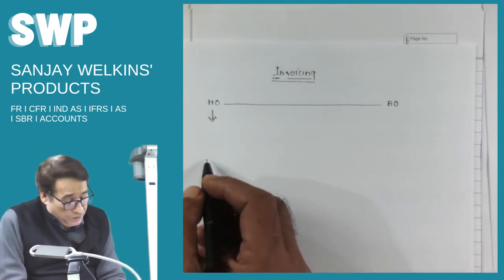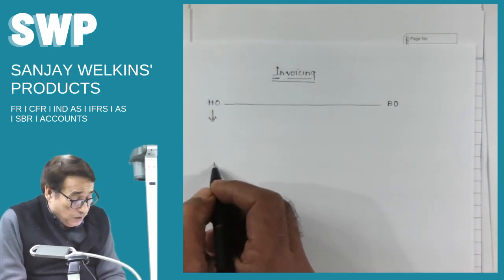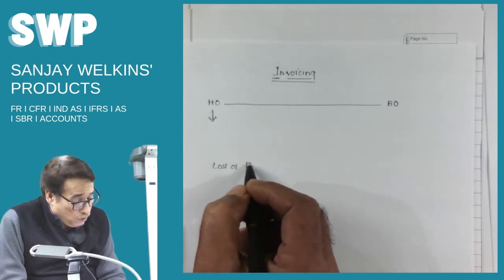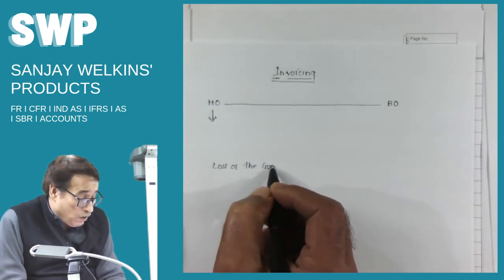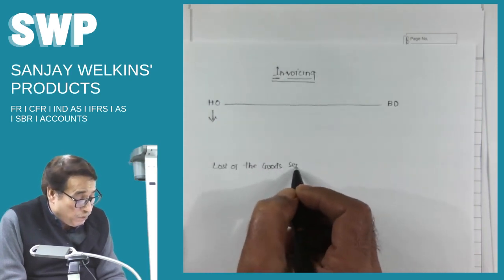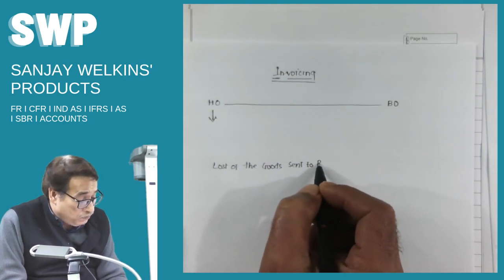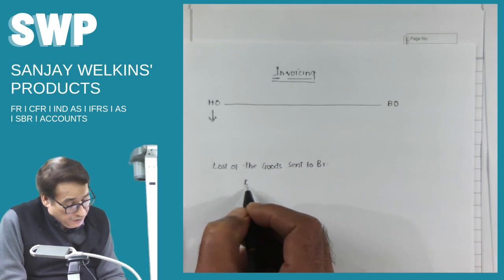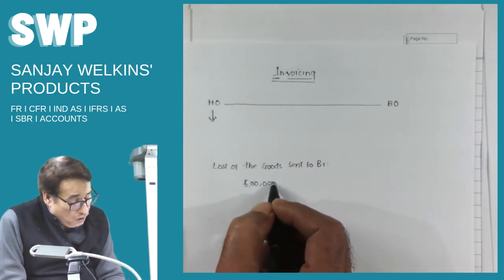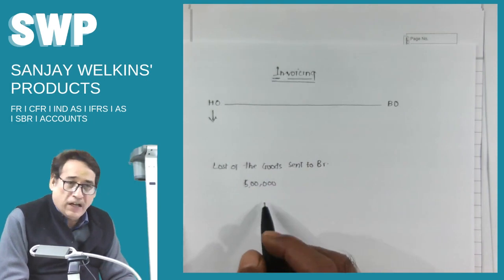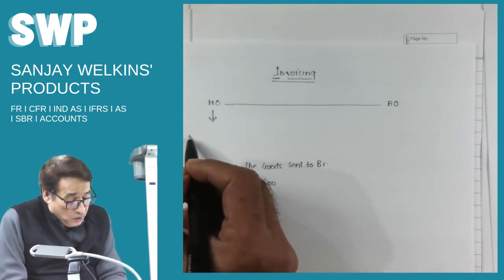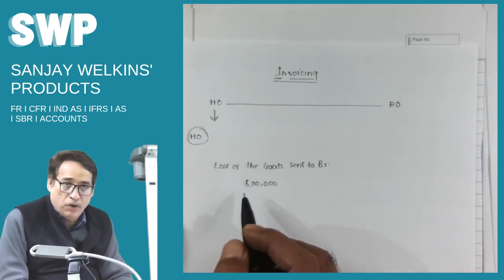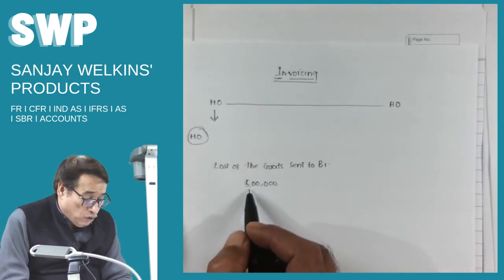See here. Presume that the cost price of the goods sent to branch is, let us say, 5 lakh. So let us say in the current year, head office dispatched some goods and the cost price of those goods is 5 lakh.